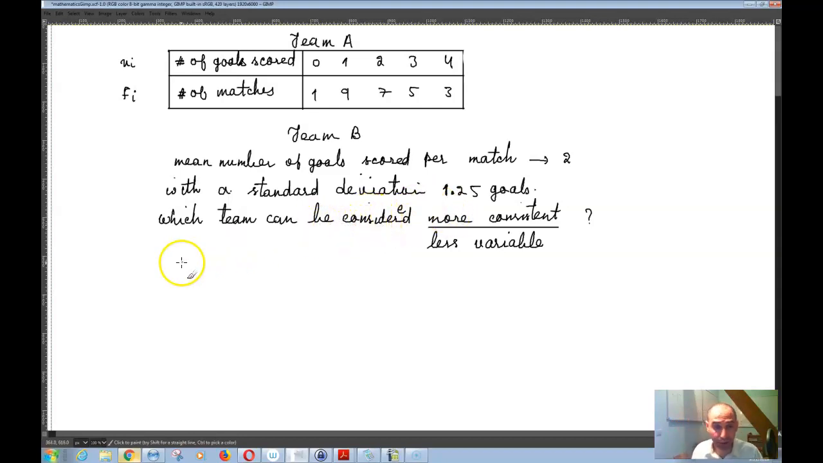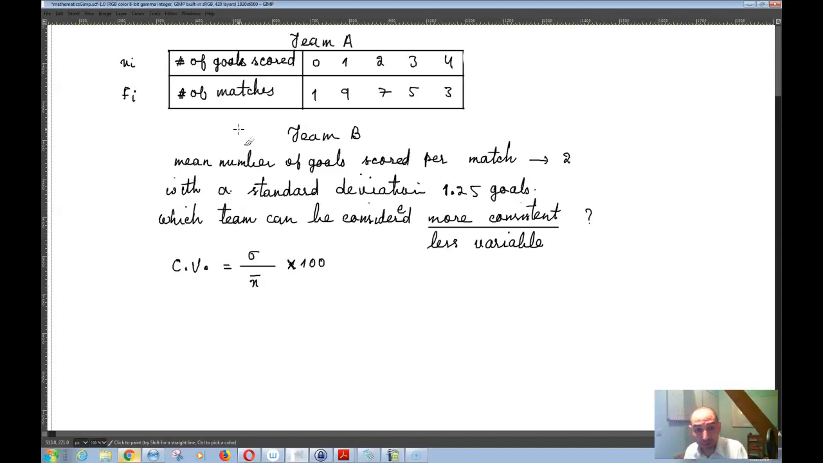the coefficient of variation, CV, that we talked about before, which is equal to basically sigma divided by x bar times 100. Basically, in whichever case this value is lower, that case can be considered more consistent or less variable. In whichever case this measure is higher, that case can be considered more variable, or less consistent, of course.